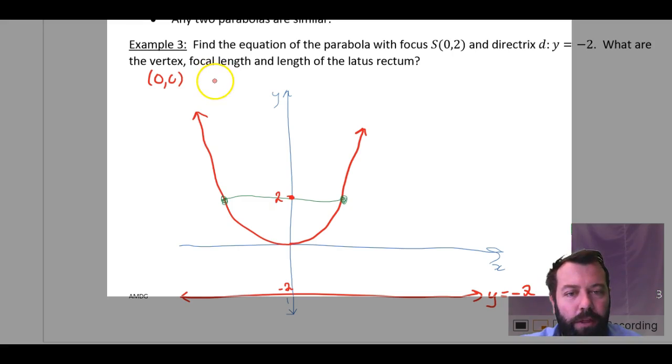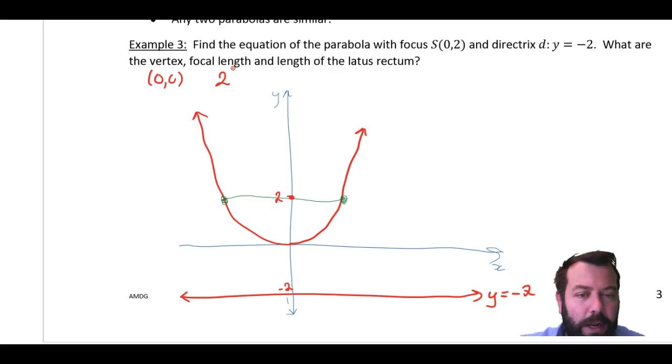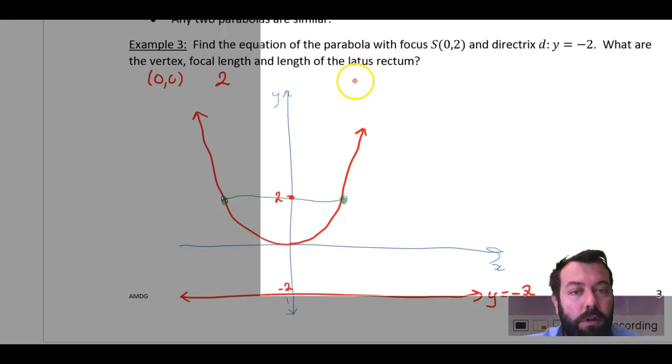The focal length is 2, 2 units from -2 to the origin, or from the origin to (0, 2), or half of the distance between the focus and the directrix. So my focal length is 2. The length of the latus rectum is 4 times the focal length, so 4 times 2 is 8.